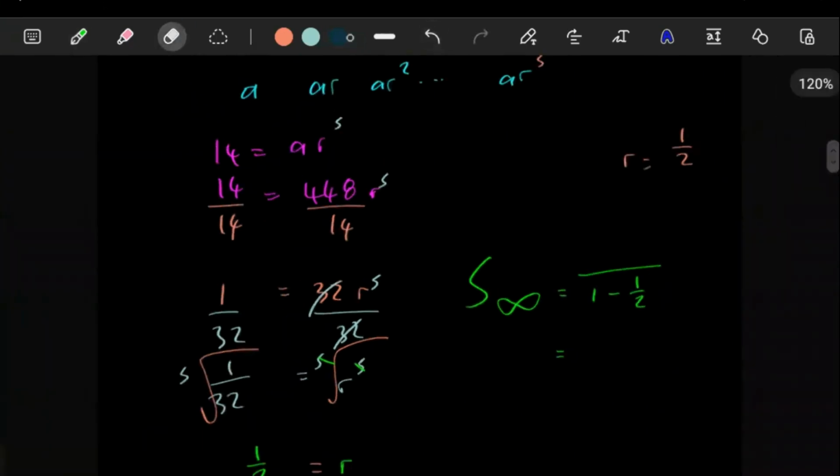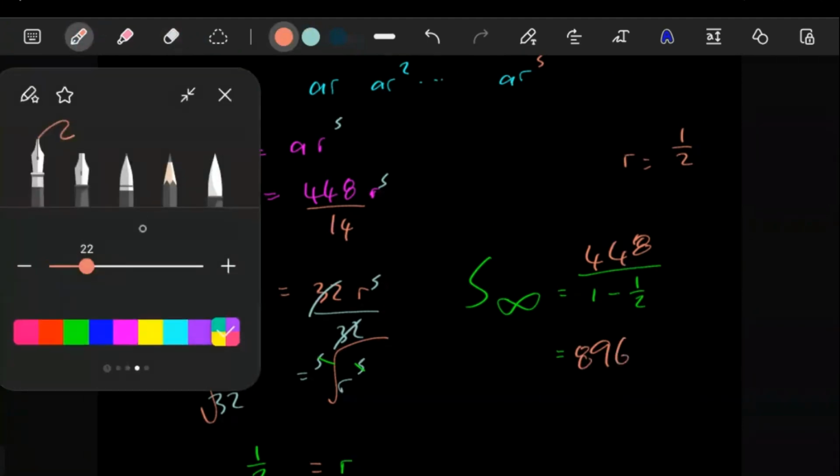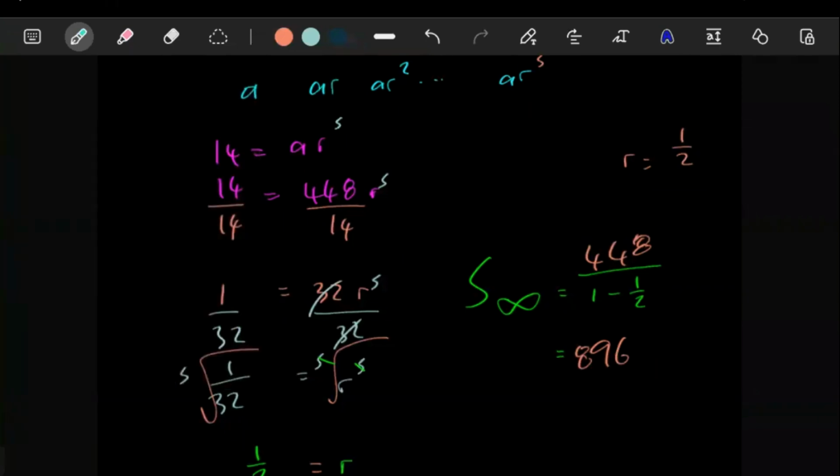A is 448, bro. Come on, man. Don't be like that. 448 divided by a half. It's going to be 896. Yeah. So, it's okay. Everything looks fine now.